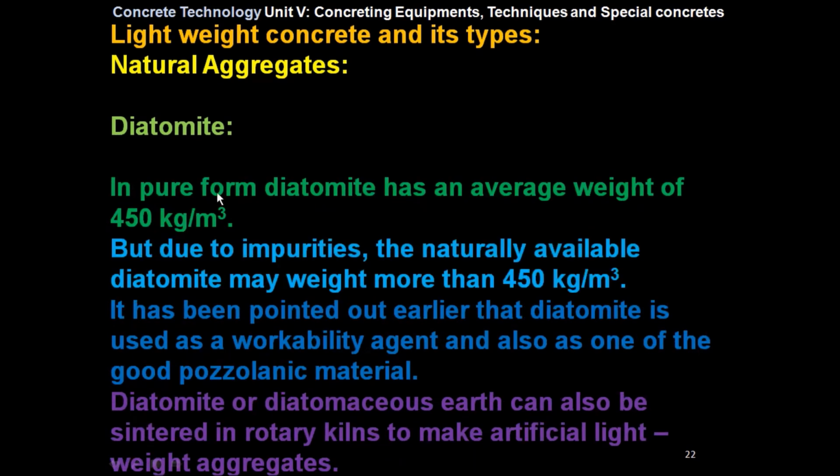In pure form, diatomite has an average weight of 450 kg per meter cube. But due to impurities, the naturally available diatomite may weigh more than 450 kg per meter cube. It has been pointed out earlier that diatomite is used as a workability agent and also as a good pozzolanic material. Diatomite or diatomaceous earth can also be sintered in rotary kilns to make artificial lightweight aggregates.